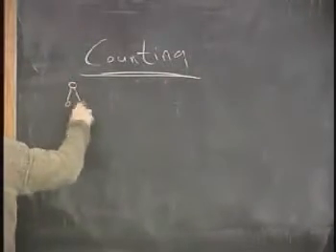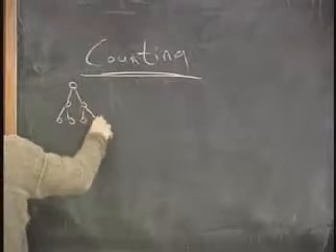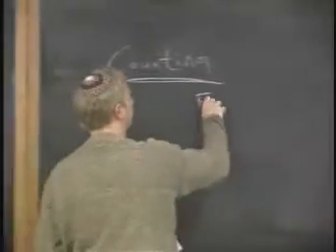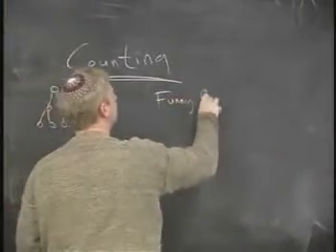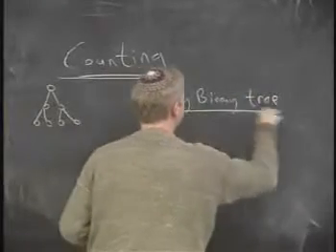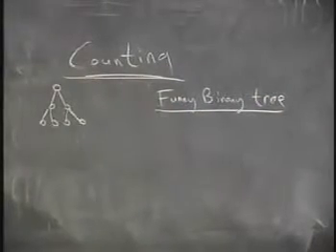You all know about binary trees. Here's binary trees. They spread out 2 each time. I'm going to define something called a funny binary tree. Here's a funny binary tree. Here's the rules about how you generate a funny binary tree.